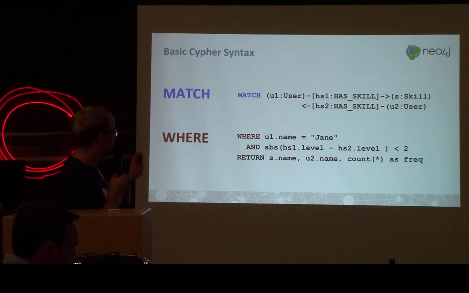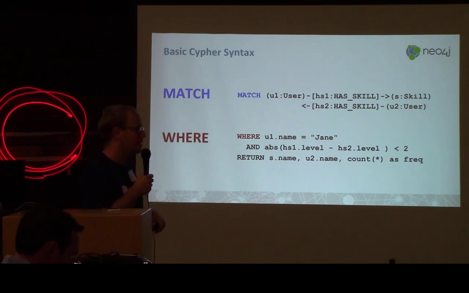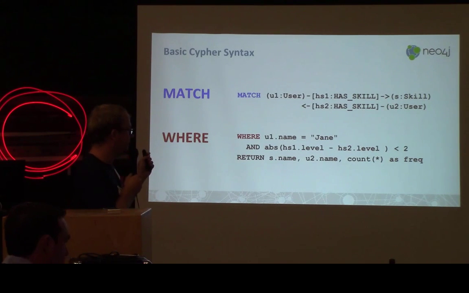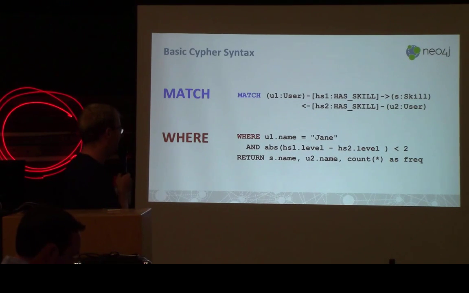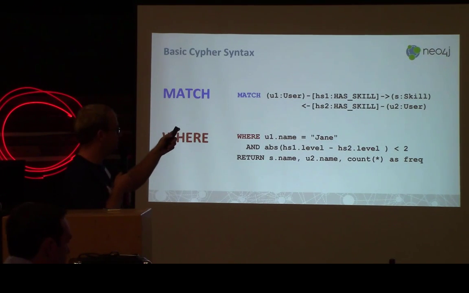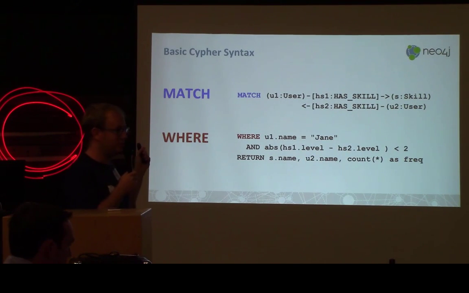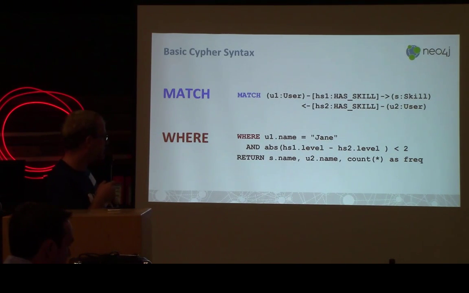But first of all, the two different components of Cypher, the two different main clauses here, is the match statement. The match statement basically says, here is the pattern that you're looking for in the graph. So in this case, we're looking for a user who has a skill, that a different user also shares that same skill. And then the where statement basically tells us where to start in the search. It grounds our graph search, and also puts restrictions on the traversal. So in this case, we're looking where the absolute value of the difference between the skill levels is less than 2. We're looking for employees who have quasi the same level of skill in a particular skill.